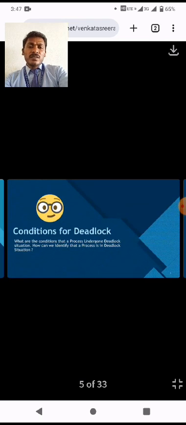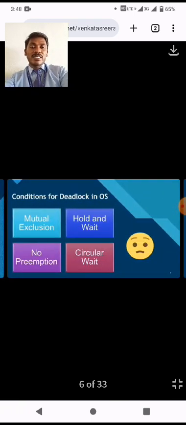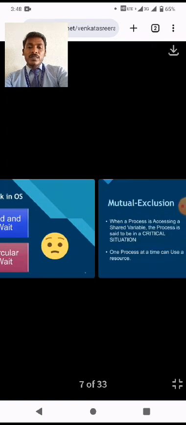Then there are four conditions for deadlock to occur. We are going to discuss the conditions under which a process undergoes a deadlock situation, and how we can identify that a process is in deadlock. If the following four conditions are met in the process, definitely that process comes under deadlock. The first condition is mutual exclusion, the second is hold and wait, the third is no preemption, and the fourth is circular wait. Let's look at them one by one.